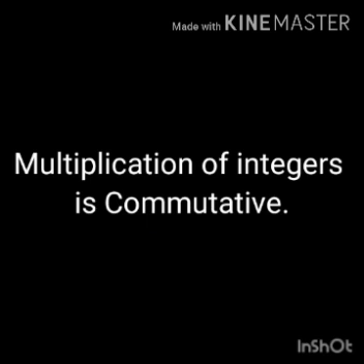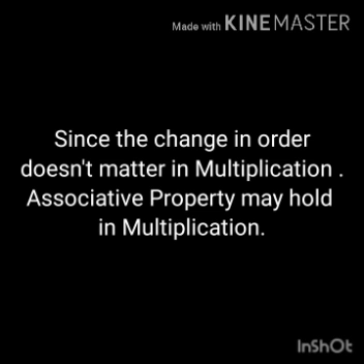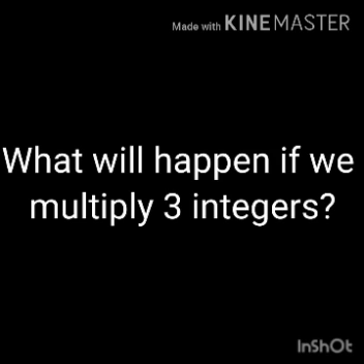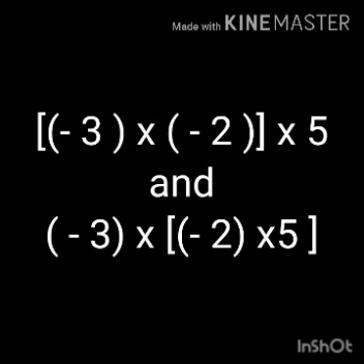Associativity for multiplication. Now we know that multiplication of integers is commutative. Since the change in order doesn't matter in multiplication, the associative property may hold in multiplication. Let us check it out. What will happen if you multiply 3 integers? Consider minus 3, minus 2 and 5. Now look at minus 3 into minus 2 in one group into 5, and minus 3 into minus 2 into 5 in another group. Now we have two multiplication operations.